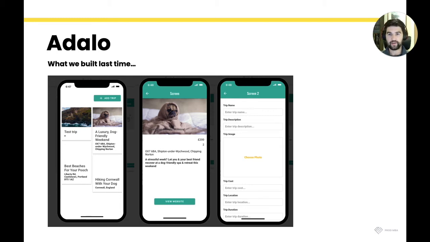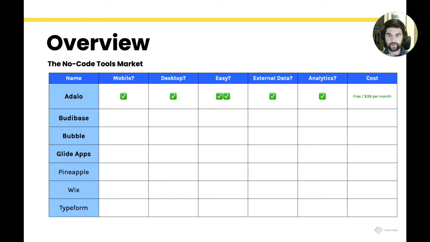So last week we tested out Adalo, really nice no-code tool, and we actually built out our full application where we can view trips, we can view an individual trip, and we can create a trip. And we gave the following rating. So, just an overview of it.